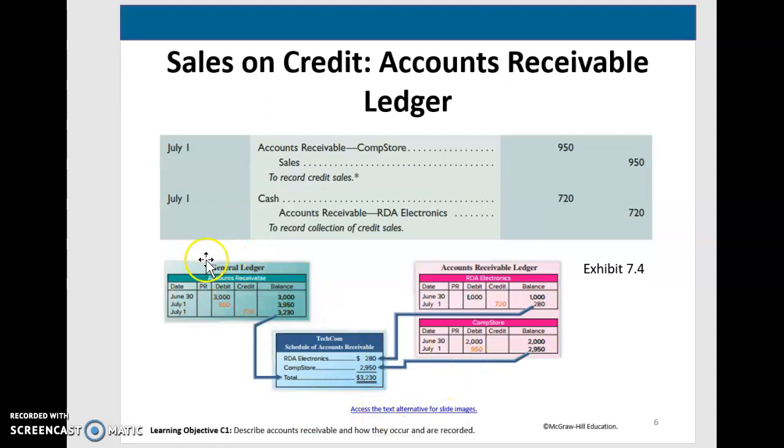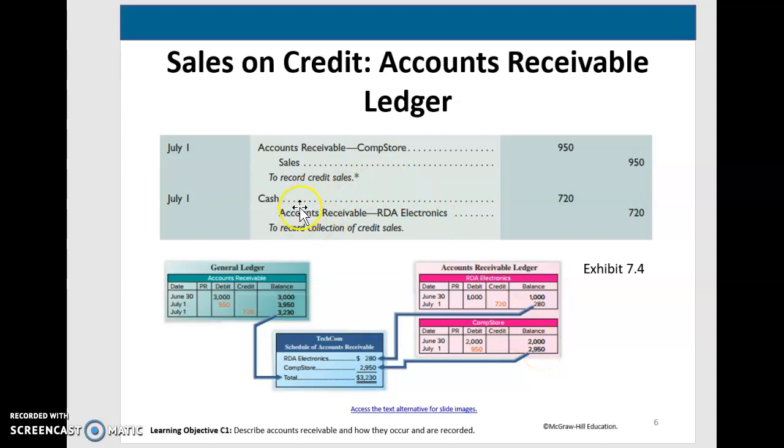If we take a look at our general ledger then, here are the debits going into the accounts receivable, and we come up with our running balance. As they pay, we credit and reduce the accounts receivable balance. And then over here we have our accounts receivable ledger, which is the individual customers. So in this case, we've got Comp Store. Comp Store had a credit sale on July 1st of $950. So we see that coming in as a debit to Comp Store's amount because they're the customer accounts receivable, and we add that to the running balance.